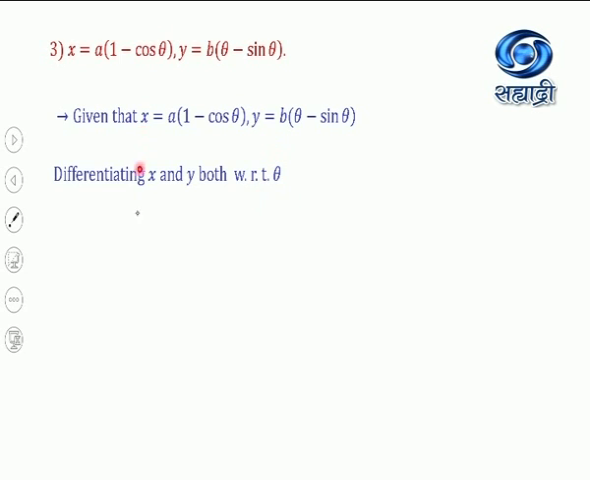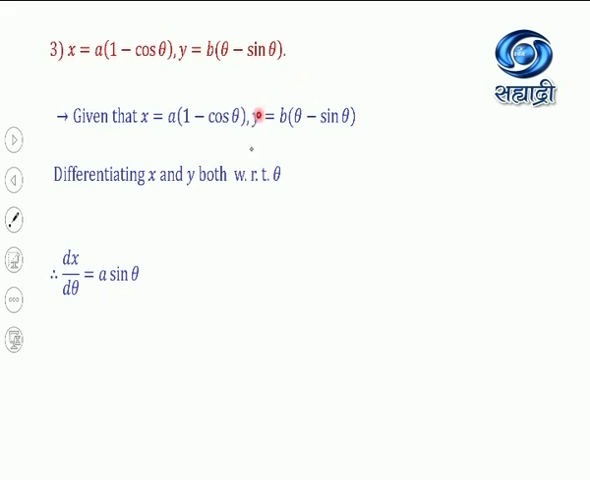What we get? Here dx by d theta and dy by d theta. dx by d theta equal to, here a is constant and can be taken out, the derivative of the bracket, that is the derivative of 1 constant, is 0, and here the minus sign, as the derivative of cos theta is minus sine theta, minus of minus we write a plus sine theta. So finally the derivative of a into 1 minus cos theta is a into sin theta.